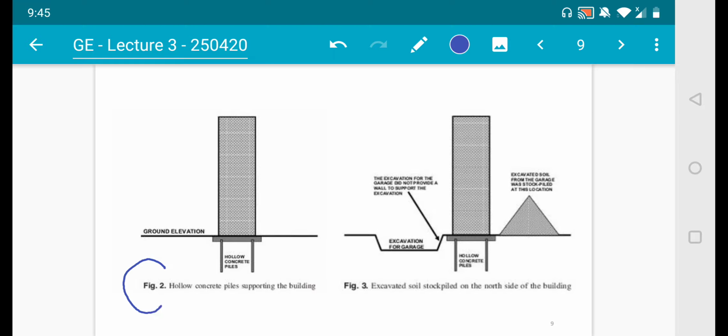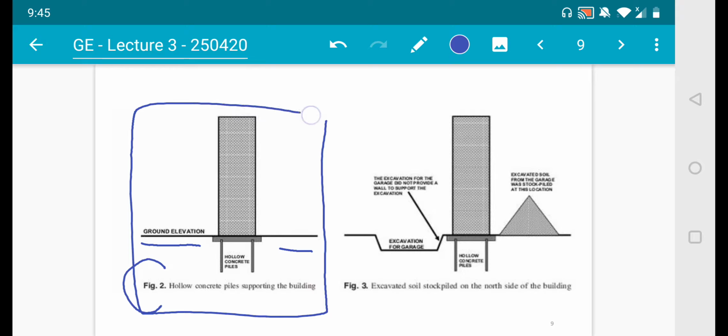In figure number 2, hollow concrete piles support the building. So they have concrete piles in this structure. That's the ground elevation, so everything is in good condition at first. Now in figure 3, this is after excavated soil was stockpiled on the north side of the building. This is the north side of the building and this is the south side.